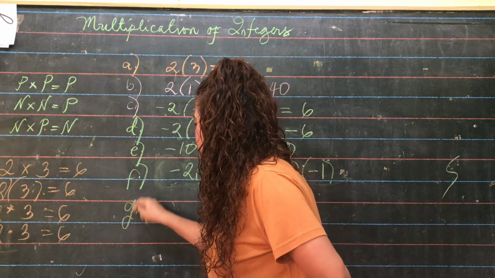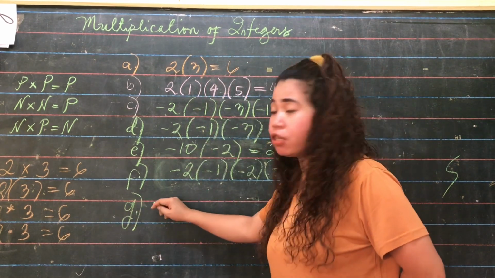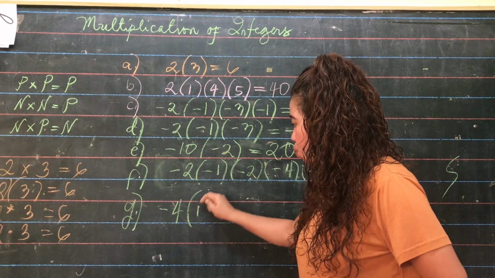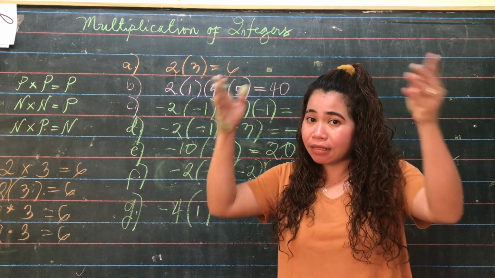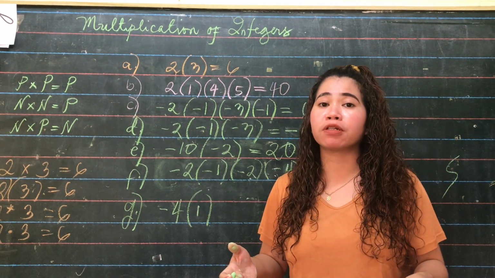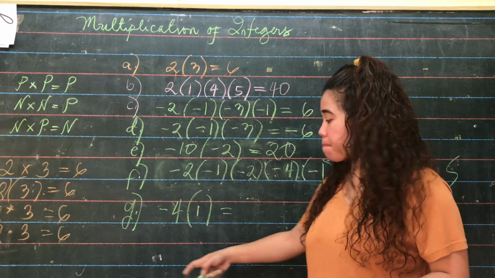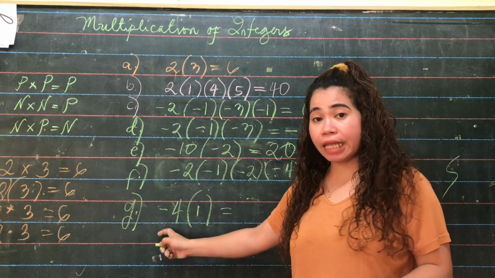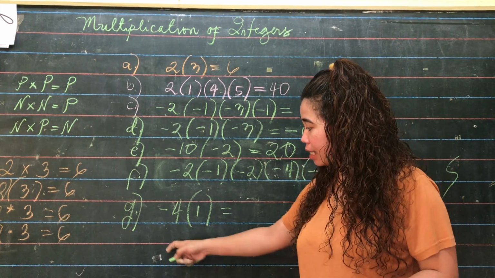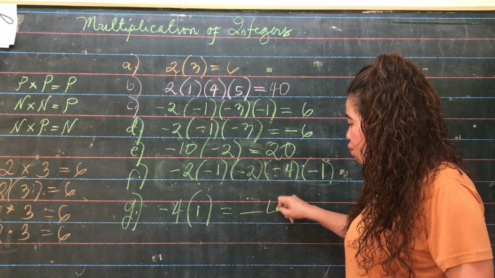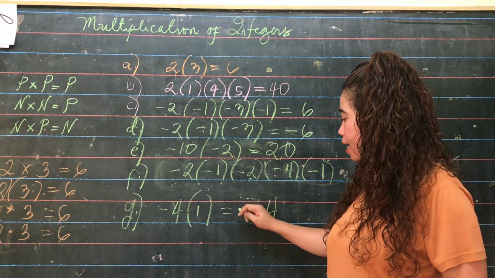Let's have letter G. Example, negative 4 times 1. Take note, parenthesis is a symbol for multiplication. Negative si 4, positive si 1, dili parehas ang sign nila. Automatic, the answer is negative 4. Basta dili parehas ang sign.